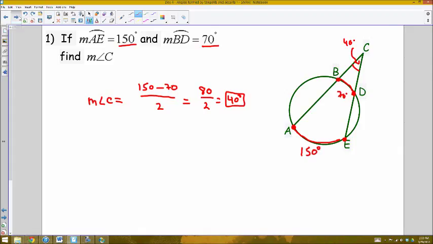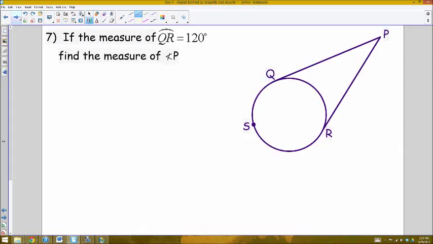Another example, slightly trickier, is if I give you this situation. Now at first glance, it may seem like I didn't give you enough information. All I told you was the measure of arc QR, which is 120. I need the measure of arc QSR in order to figure out what the measure of angle P is.